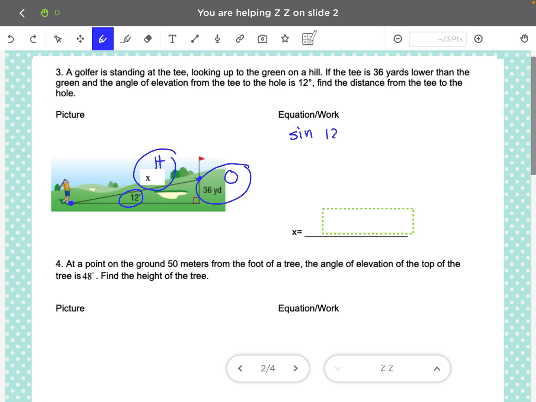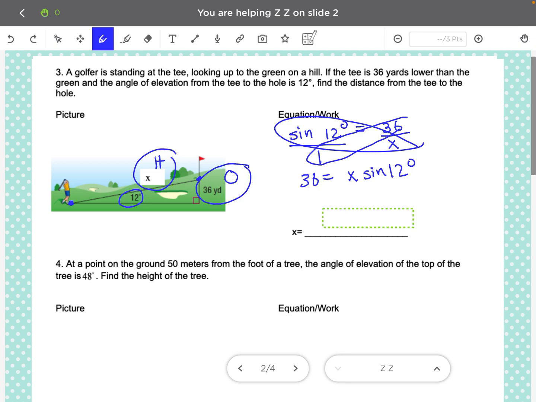So sine of 12 degrees is opposite over hypotenuse. I'm going to write that over 1, and remember the next step is to cross multiply. So on one side we have 36, on the other side we have x sine of 12 degrees. Last step is always get x by itself, so in this case we do have to divide to get rid of that sine. So this is what you're going to type into the calculator, and if you do that you get 173.2.